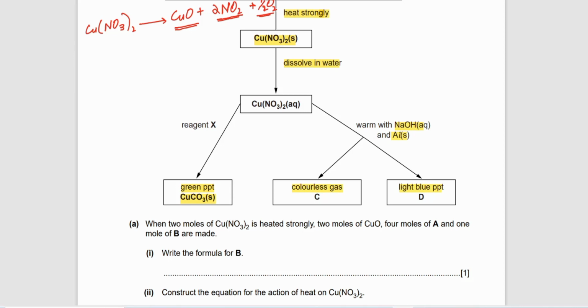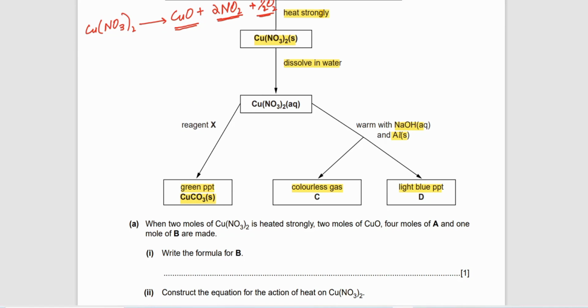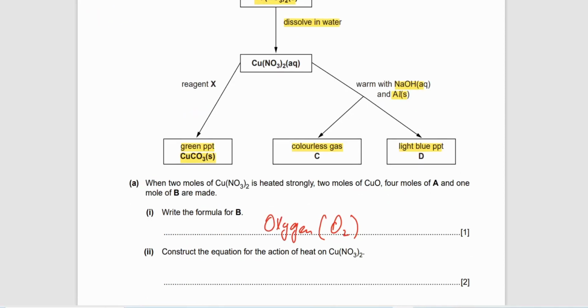Okay, let's write here what the questions are. When 2 moles of copper nitrate are heated strongly, 2 moles of copper oxide and 1 mole of A, and 1 mole of B are formed. Write the formula of B. B is oxygen, O2.